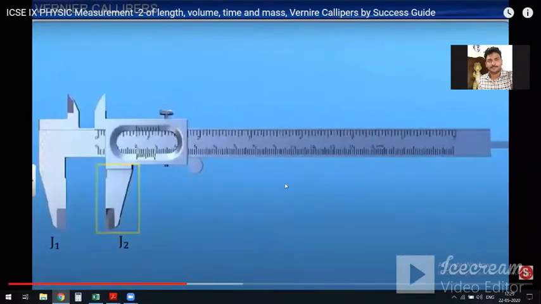Okay, so what we are learning? We are actually learning the different parts of vernier caliper. So here, this J1 is called the fixed jaw. It is actually made with the main scale. Whereas another jaw, J2, can slide over the main scale, and that's why this is called the movable jaw. So when we have to take any measurement, your object is generally fixed between the two jaws, J1 and J2. Let's see how they are doing this.